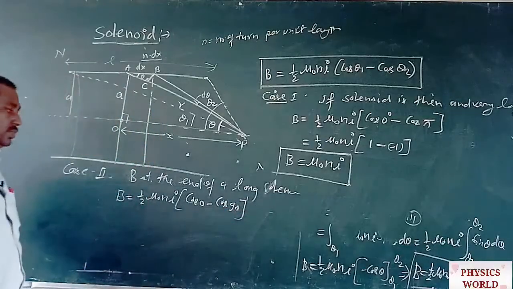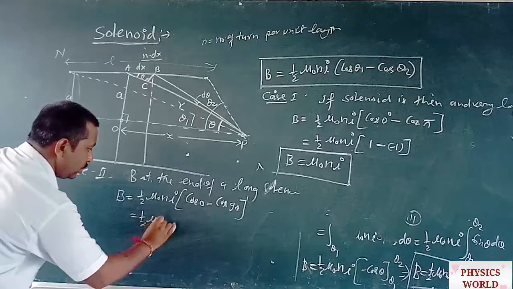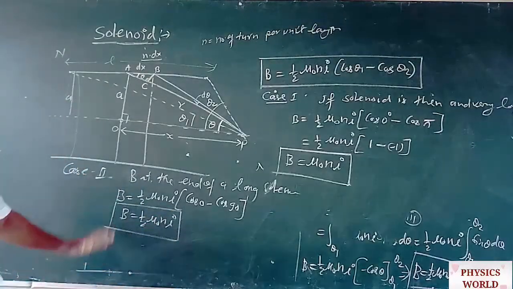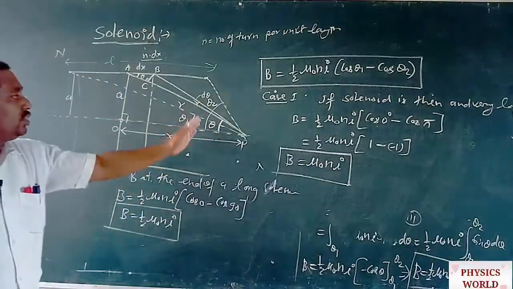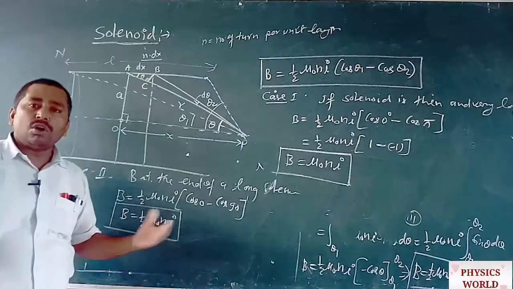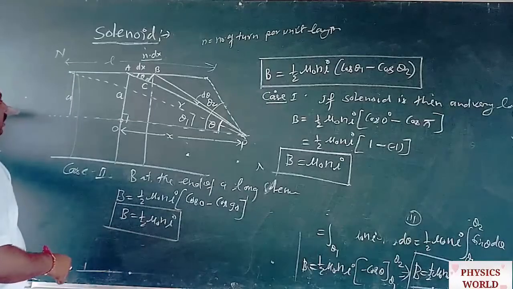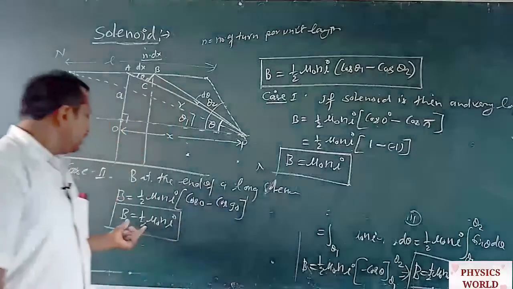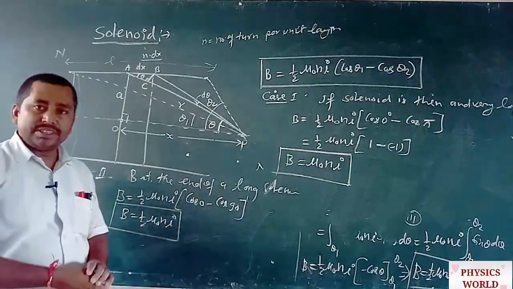So cos of 90 becomes 0, and cos 0 equals 1. So this becomes half of mu 0 Ni. This is the value of the magnetic field at the end of the solenoid. Similarly, we can easily obtain the magnetic field intensity at the first end of the solenoid. The same magnitude is obtained, and the direction of the magnetic field is always along the direction of the axis. In both cases the direction of the magnetic field is the same, and the magnitude is also the same.